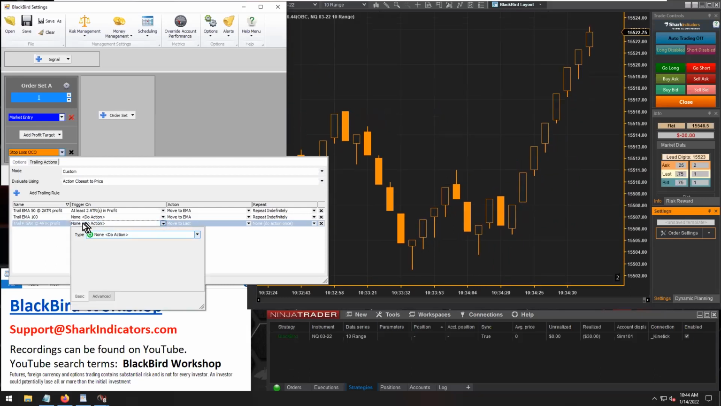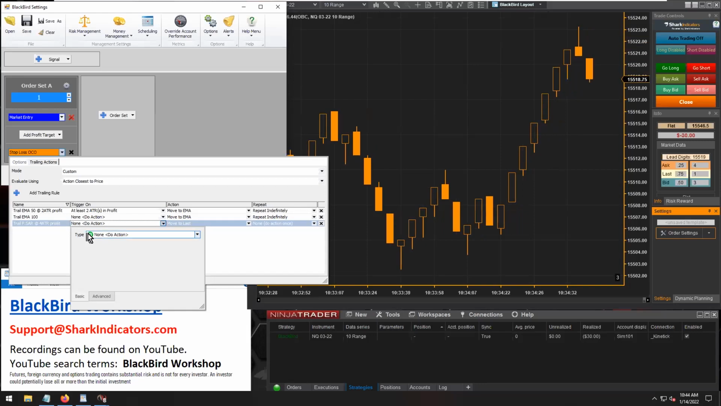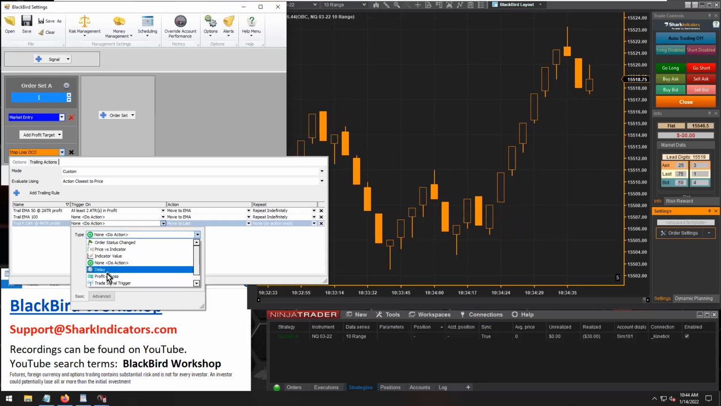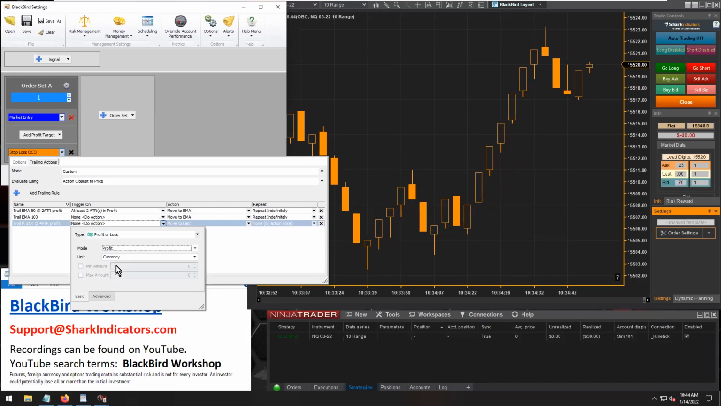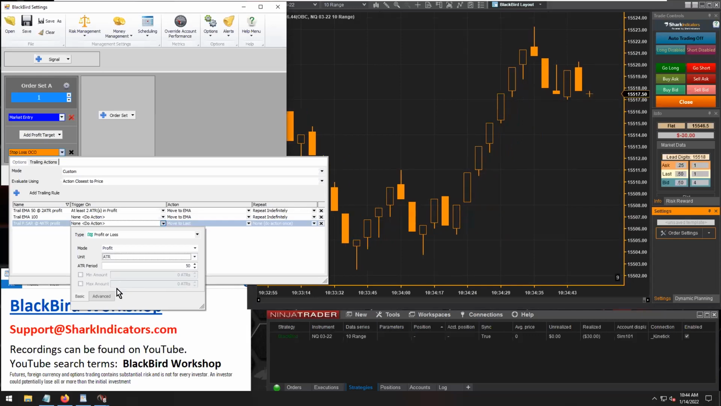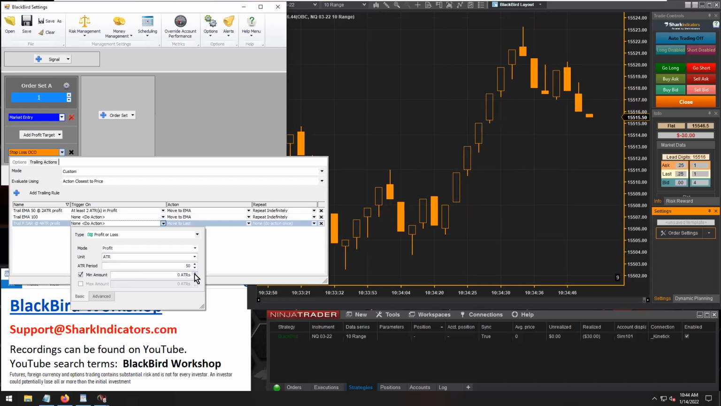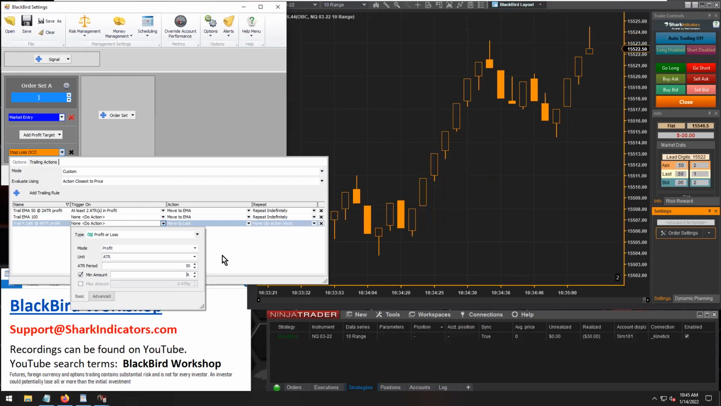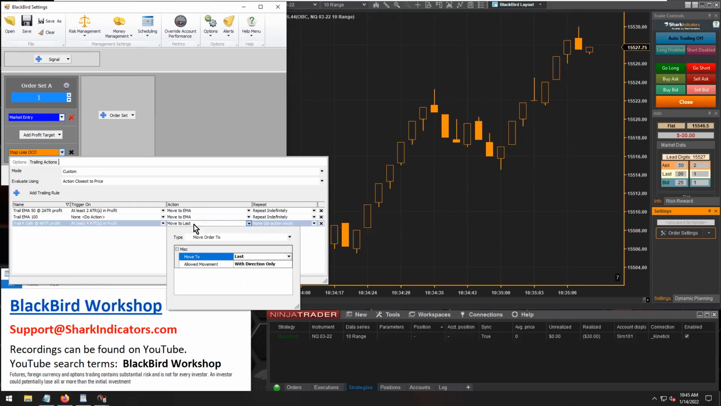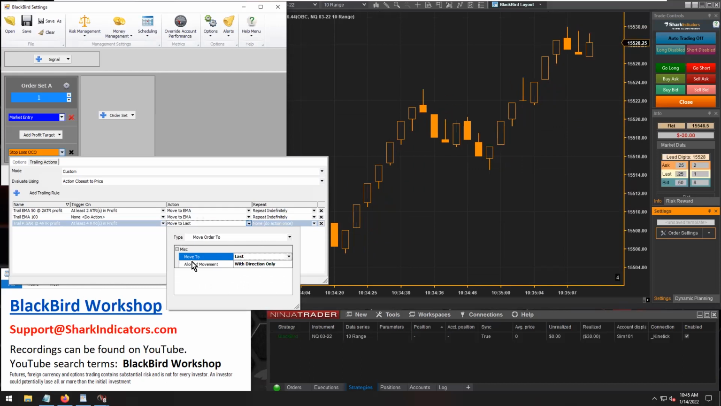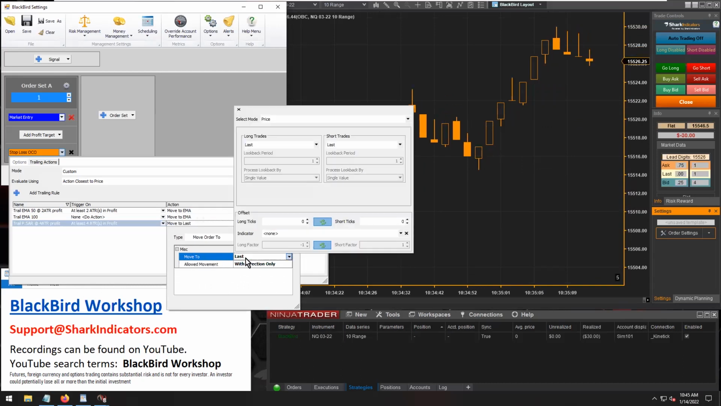Once again, let's go into the trigger mechanism and select our profit or loss. Set the mode to profit, set the units to ATRs, and enable the minimum amount and increase that to 4 ATRs, like so. And then the action: we're going to go into the Move To menu.